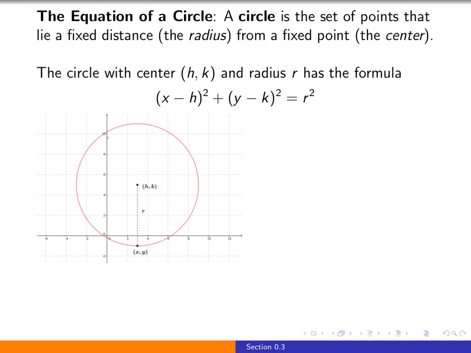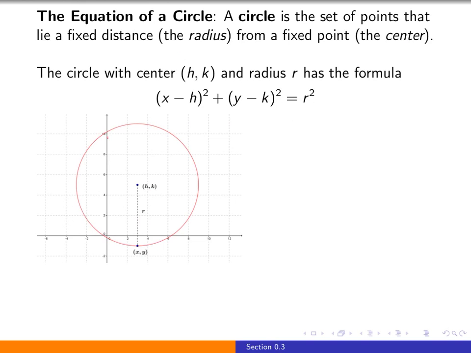So in terms of the equation that we have, you have the center of the circle, let's call it h comma k, and we want all points which are r units away from it. All points r units away from h, k traces out this circle. And the equation of the circle with the center h comma k and radius r is given here.